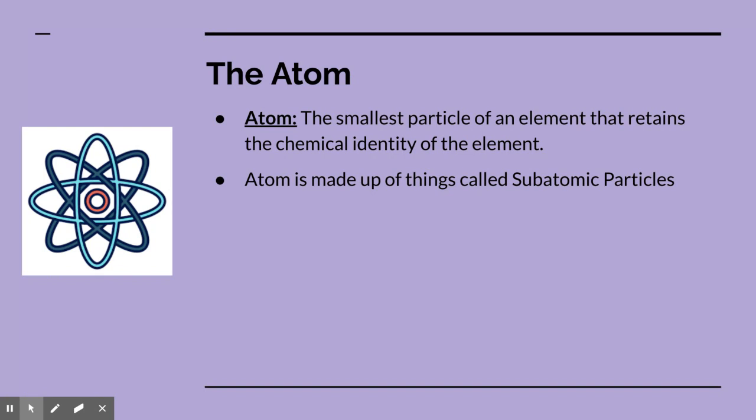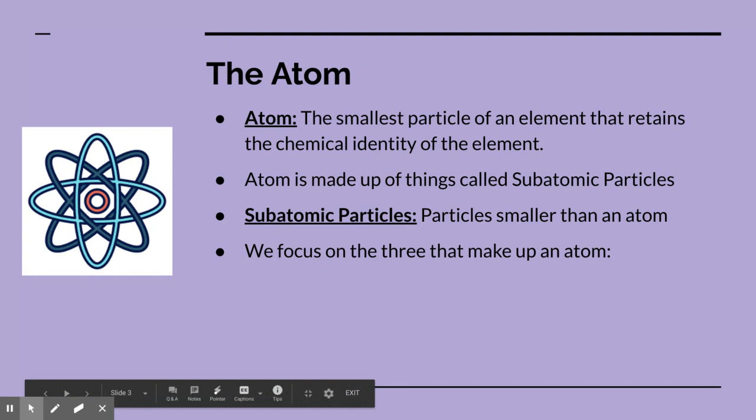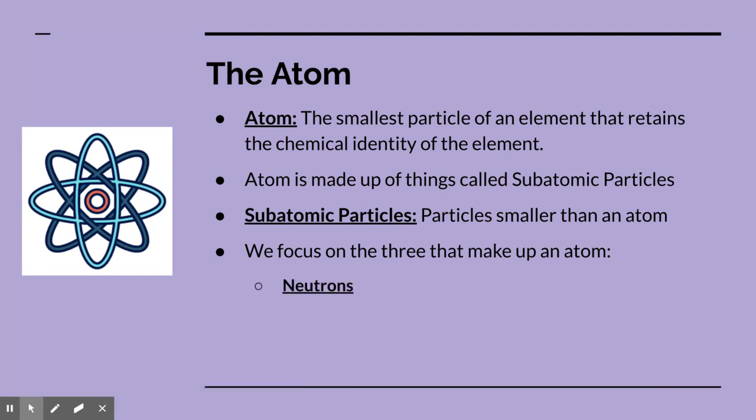And so atoms are made up of things called subatomic particles. What are those? They're just the particles that are smaller than an atom. And there are more than three. There's a decent number of different types of subatomic particles, but we're only going to focus on three of them. The three that we focus on are the three that primarily make up an atom: the neutrons, the protons, and the electrons.